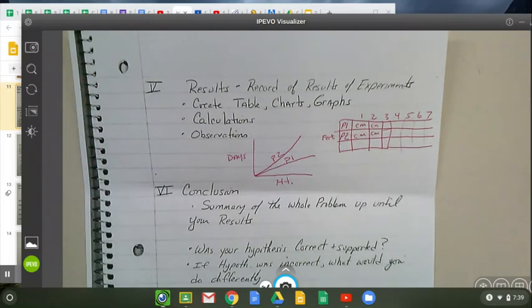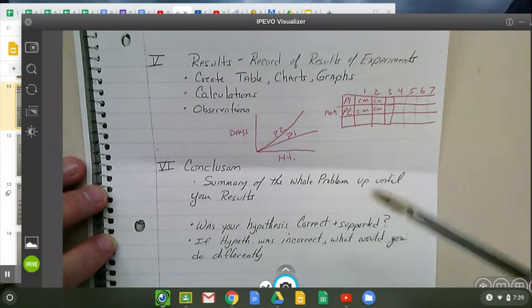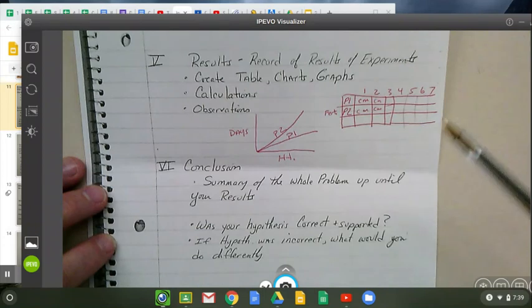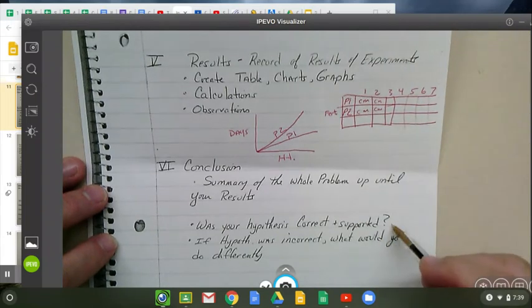We could call this a lab report. We could call it a whole problem. Was my hypothesis correct? Well, yes. If I go back into my hypothesis, it would be correct because I had said that if I add fertilizer, then the plant will grow. So, yes, my hypothesis is correct.